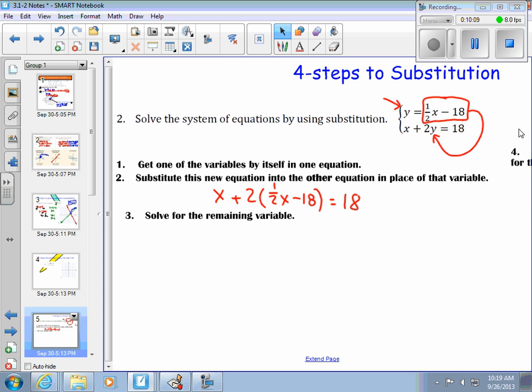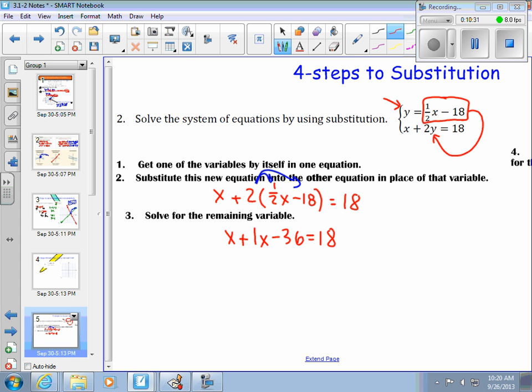We want to solve for the other variable. So now we want to solve this one out and see what you get. First, it looks like we need to do some distributing here. So we're going to get x plus 2 times 1/2 is going to be 1x. 2 times negative 18 would be negative 36.